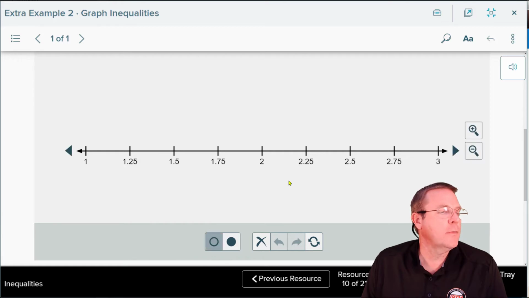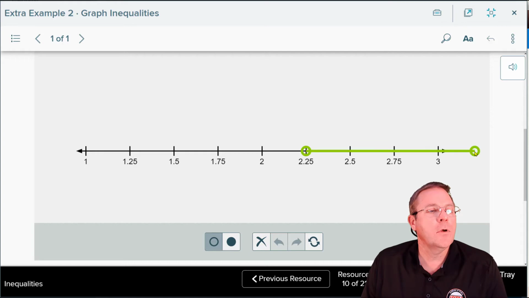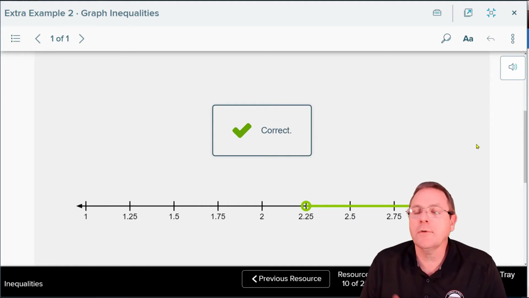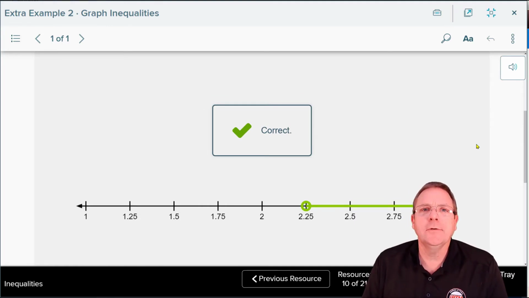So I'm going to click on that. I'm going to start at the 2 25/100, and I'm going to go to the right. And you can see that is all highlighted. I'm going to check my answer, and the answer checks correct. Easy math, nothing to do on these problems.